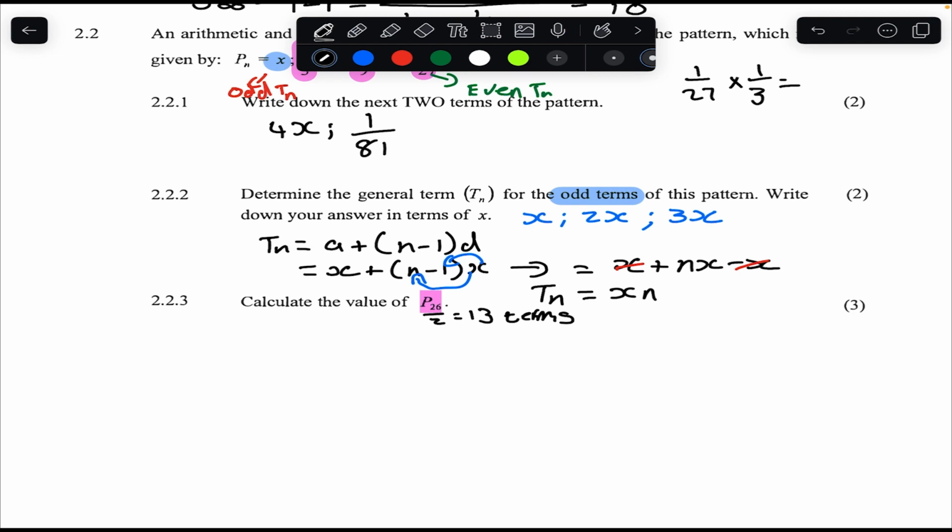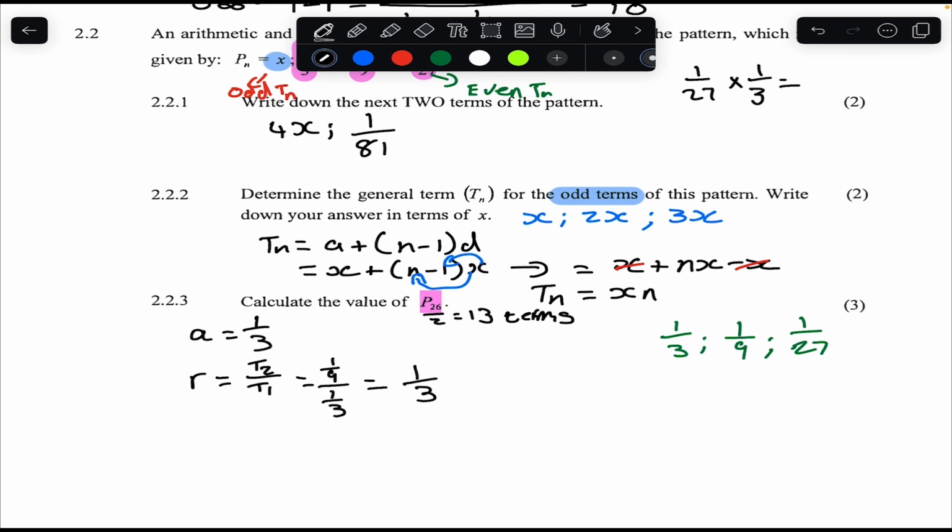So let's continue. Now I'm working with a geometric. Then first I need to go and calculate my a value. My a value for that term is, and I can write that down for us first as well, we have a third, a ninth, and then a 27th. So that means my a value is equal to a third. And now I need to calculate my r value. Remember, r value is then going to be T2 divided by T1 to get my constant ratio, which means then I have a ninth divided by a third, which is equal to a third. I have my ratio now.